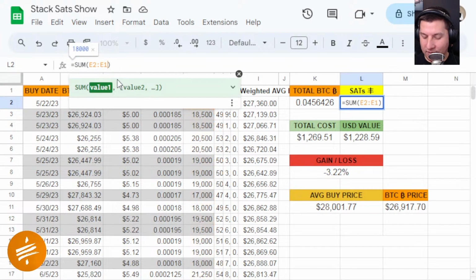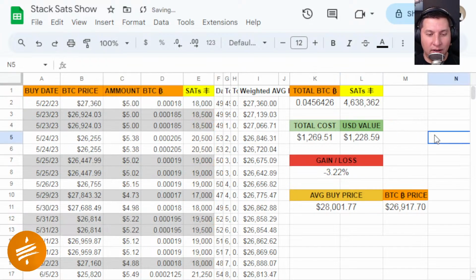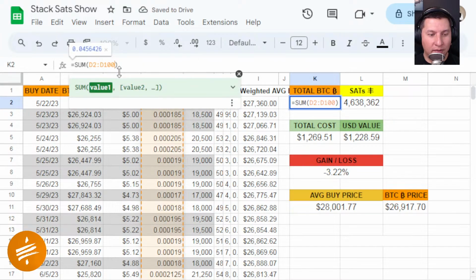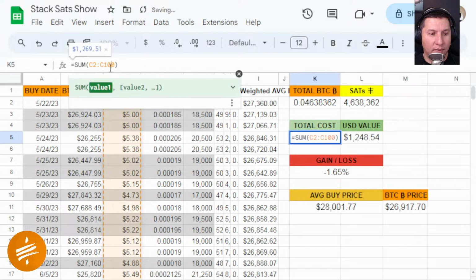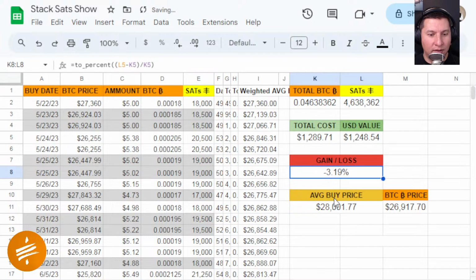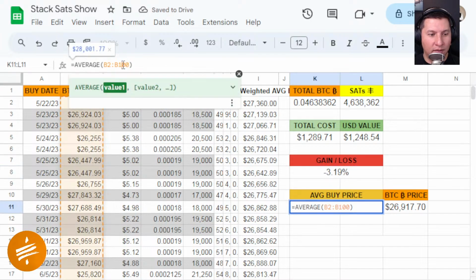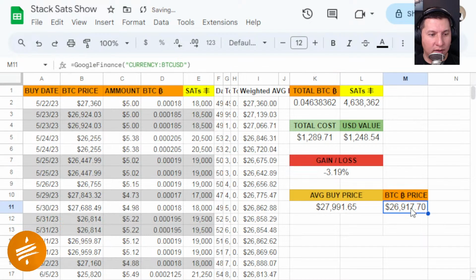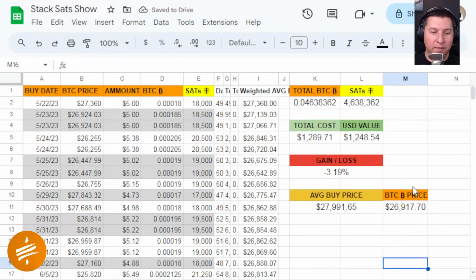Let's say 110. Okay. 10. 10. 10. Oops. 10. There we go. So 4.6 million Satoshis on the ledger. Gee.